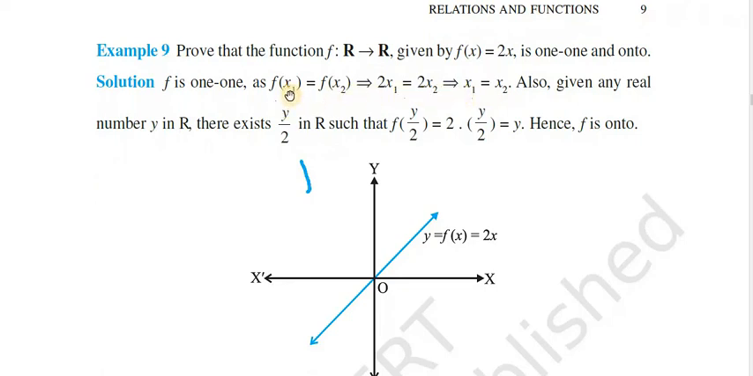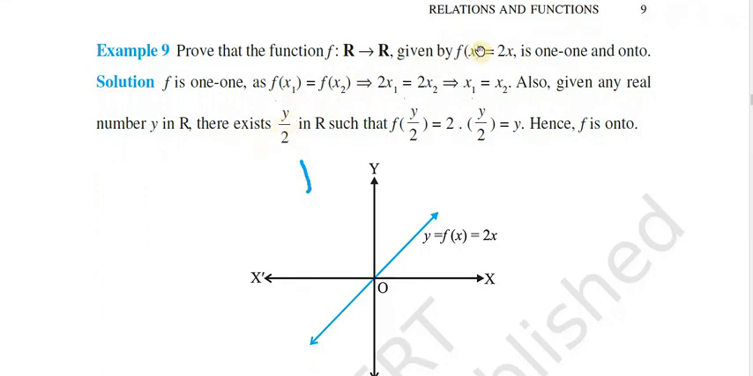Okay, you see, we have taken f(x1) equal to f(x2). Now you plug in the value of f(x1). As the formula of f(x) is 2x, this will be twice x1, and this is twice x2. To cancel, you get x1 equal to x2. So therefore, this is 1-1.